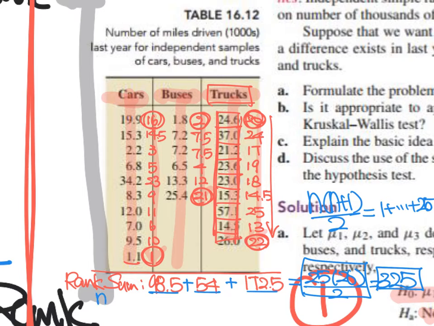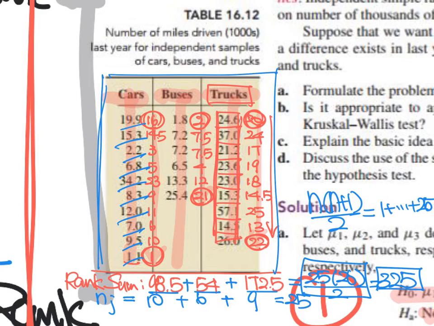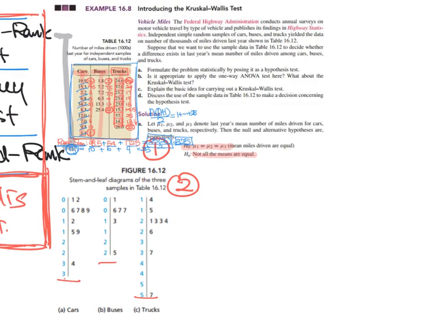And the sample size of each group: we have 1, 2, 3, 4, 5, 6, 7, 8, 9, 10, and the buses is 6, and the trucks is 9. So when I add up, that will be 25, the 25 samples. So it's almost the same thing. We assign the ranks from rank number 1 to rank number 25, and again we take the rank sum from each group. Additionally, we have to know how many samples are in each group.